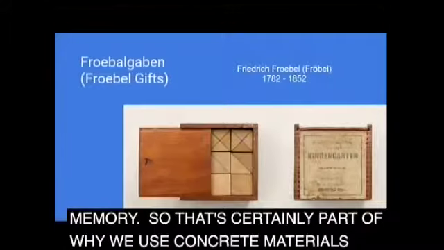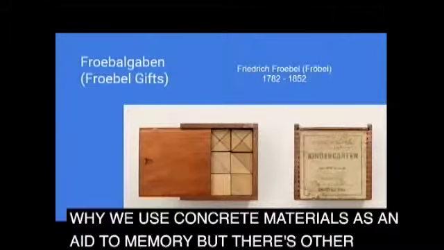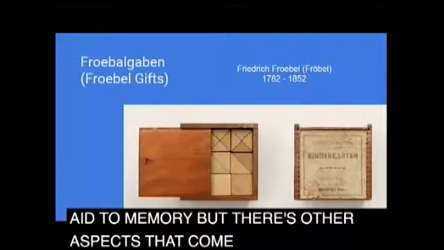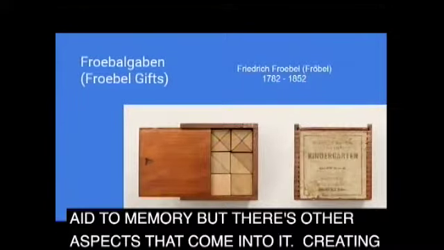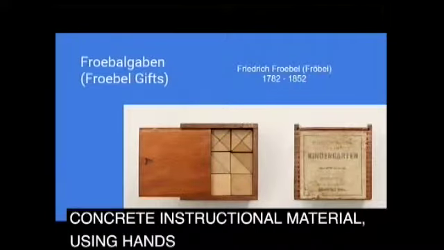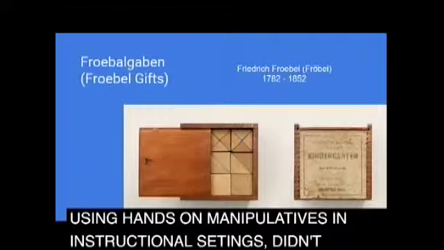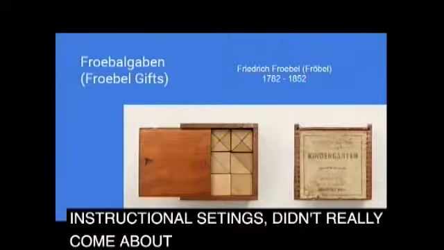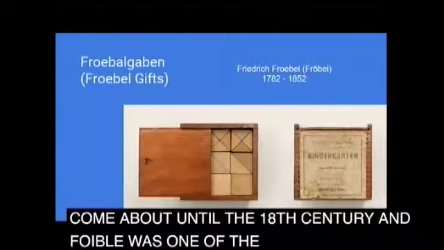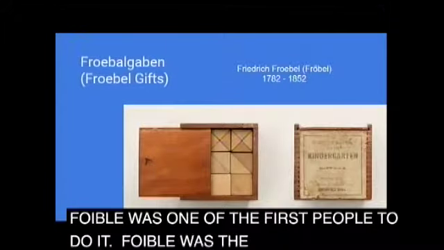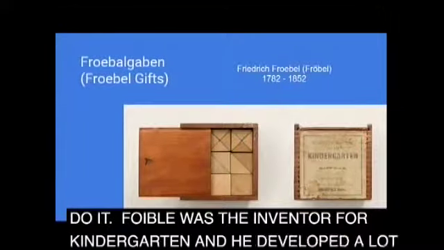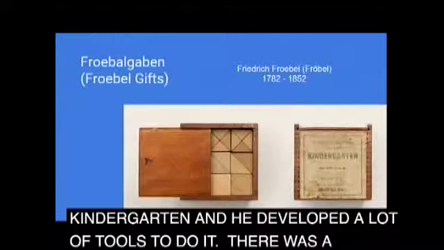Creating concrete instructional materials using hands-on manipulatives in educational settings didn't really come about until the 18th century. And Froebel was one of the first people to do it. Of course, we all know who Froebel is, right? He was the grandfather of, or the inventor, or however you want to call it, for kindergarten. And he developed a lot of materials for kindergarten, and they were called gifts, or Gaben in German, the Froebel Gaben. And this is gift number 5, and there was a sequence of gifts, and there were all blocks and materials that were designed for particular instructional purposes.